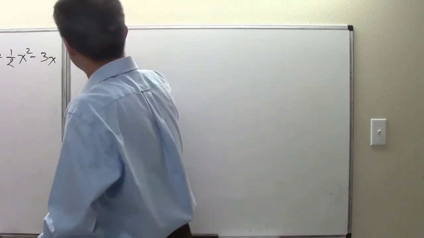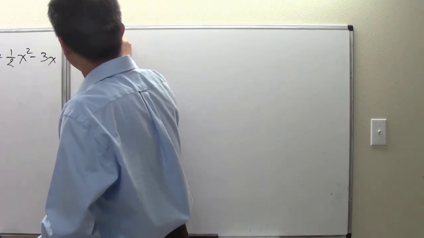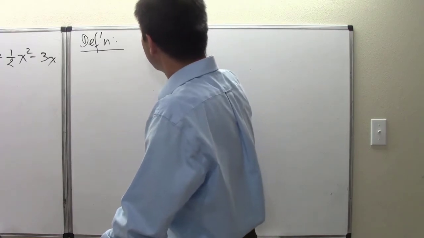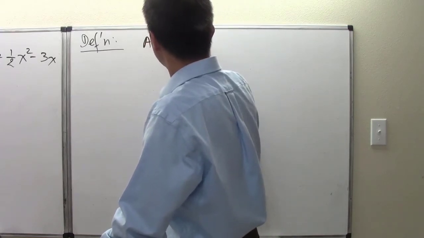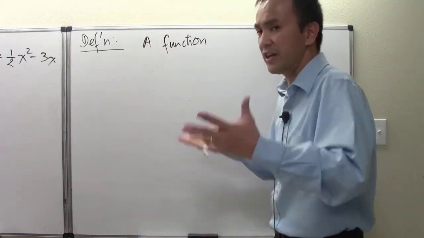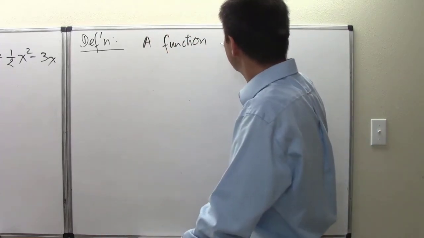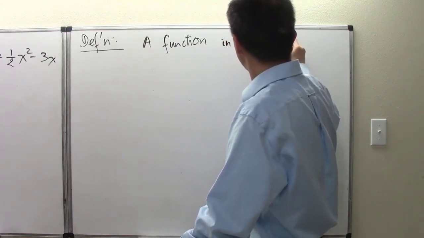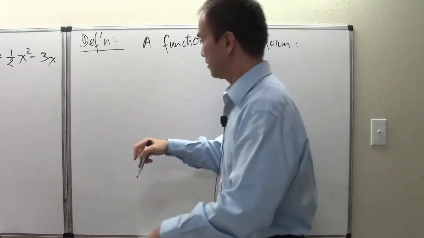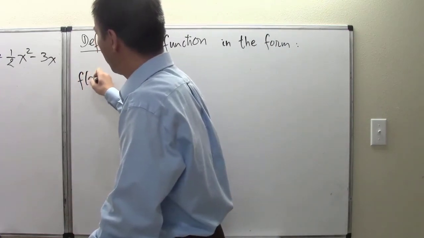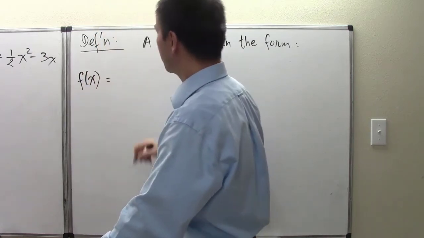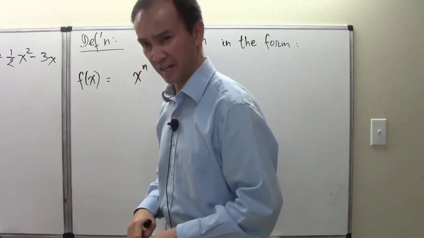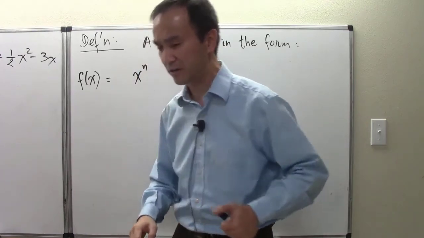All right, so definition. Okay, so a function, or any function in the form of f of x equals some x to the n, starting as the highest power we recognize.